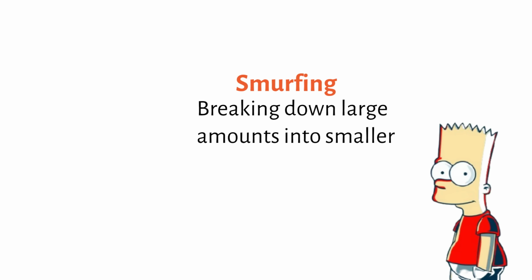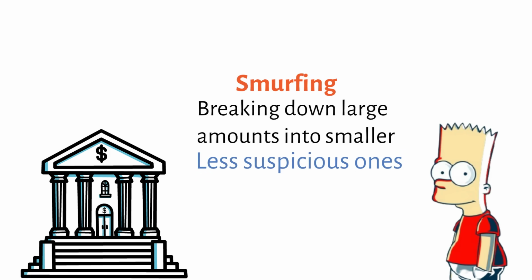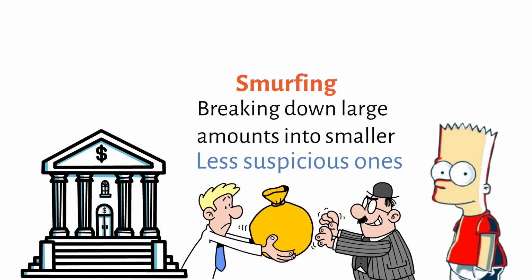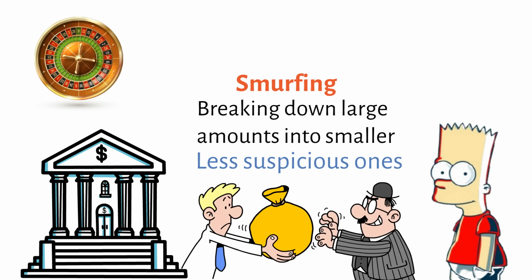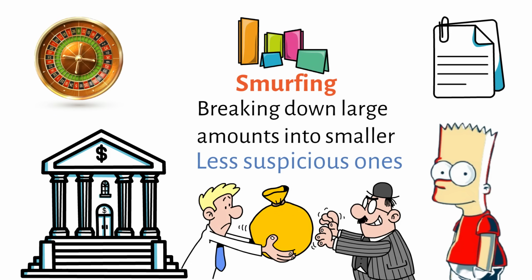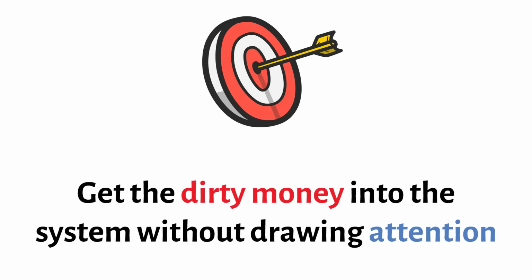So Simpson deposits the money slowly in small chunks. This is called smurfing, breaking down large amounts into smaller, less suspicious ones. He might even use different bank branches or different people to make the deposits. Other placement methods include using casinos, buying prepaid gift cards, or paying for fake invoices from fake businesses. The goal is always the same: get the dirty money into the system without drawing attention.